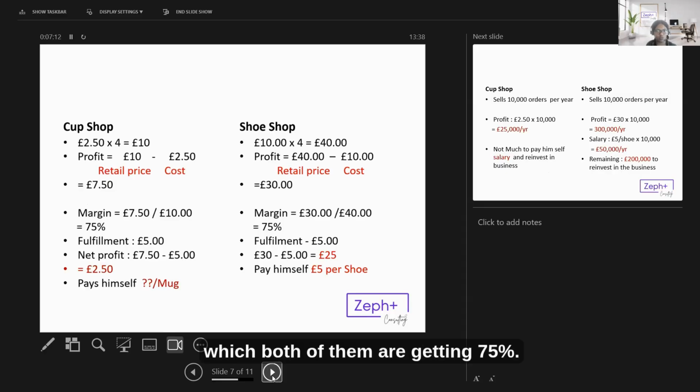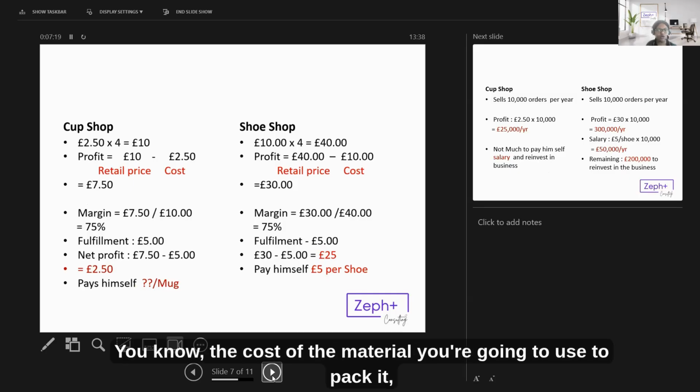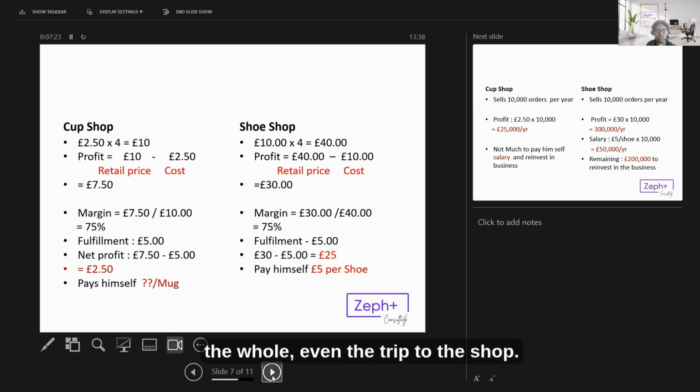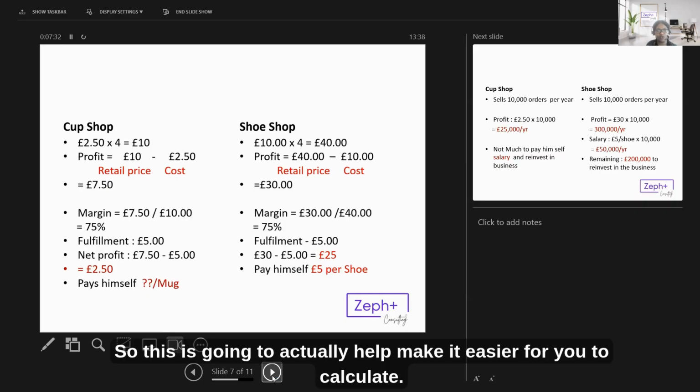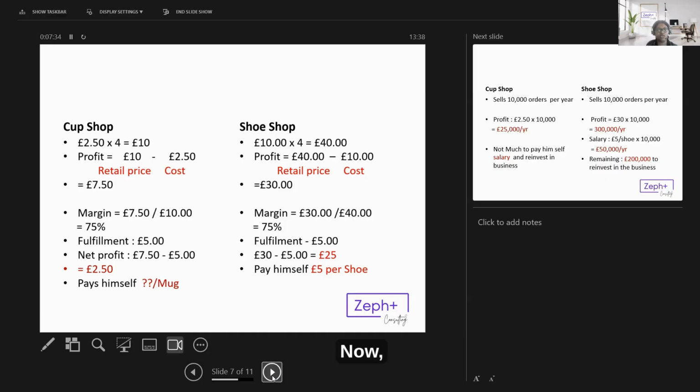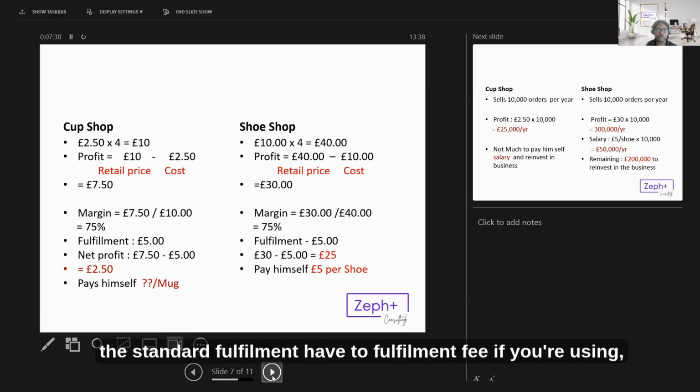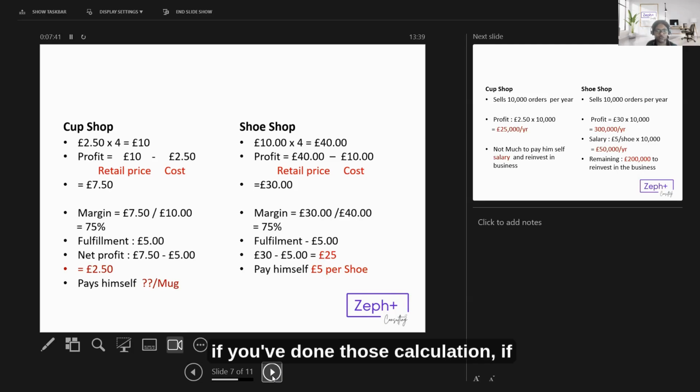For the margin, which both of them are getting at 75%, let's talk about fulfillment. I explained that fulfillment involves the labor, the cost of the material you're going to use to pack it, the printing, even the trip to the shop if you're doing it yourself. If you're using a 3PL or fulfillment center, they're going to give you a cost. So this is going to make it easier for you to calculate. Now, say you chose £5 as the standard fulfillment fee.